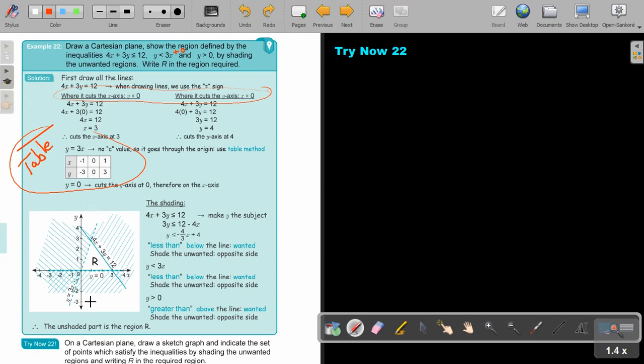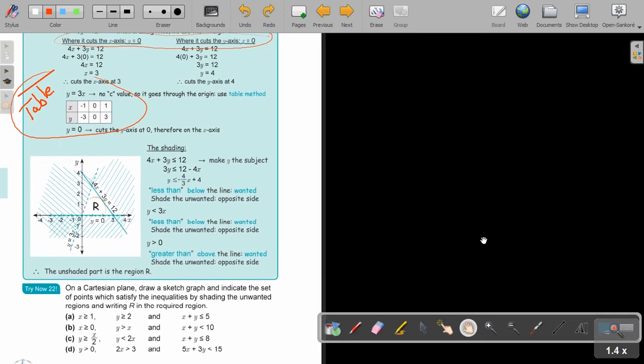And then the last one, it's on the axis, y is equal to 0. It's on the opposite x-axis, and it's a broken line. And then do your shading, and this will be your required region. Okay.